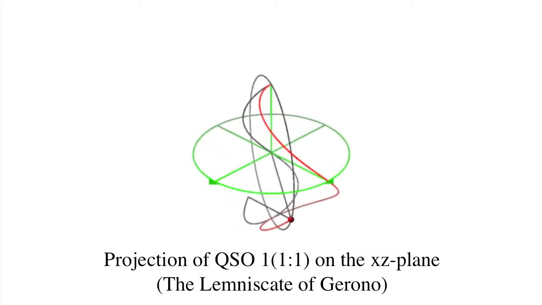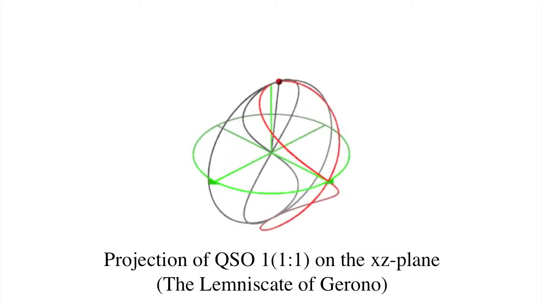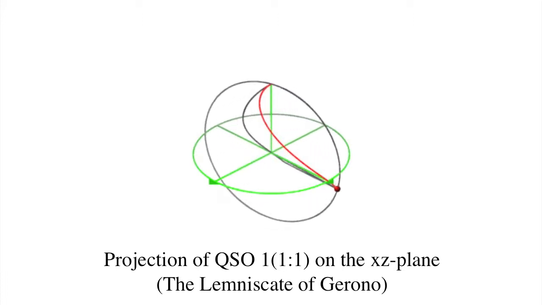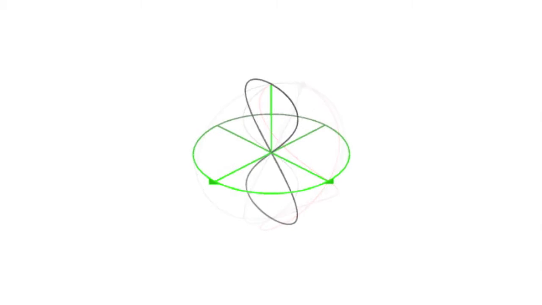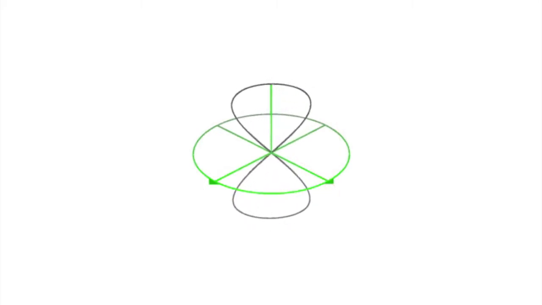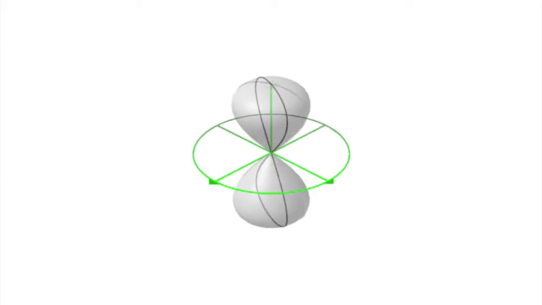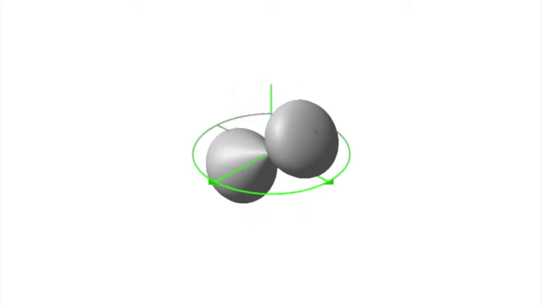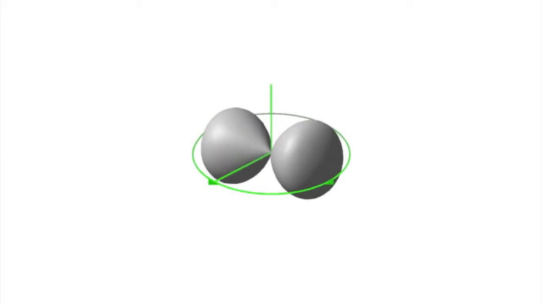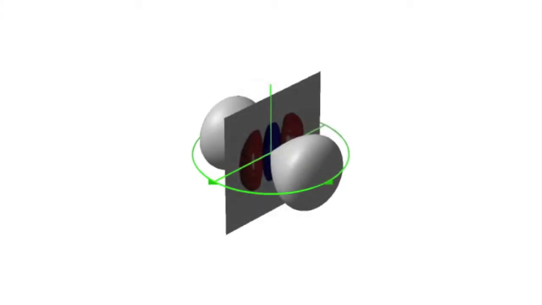The projection of QSO 1:1 on the XZ plane is an 8 curve. The 8 curve is also called the lemniscate of Gerono. The 8 curve is rotated around the z-axis, and a surface of revolution is created. The surface is rotated such that its major axis lies along the y-axis.